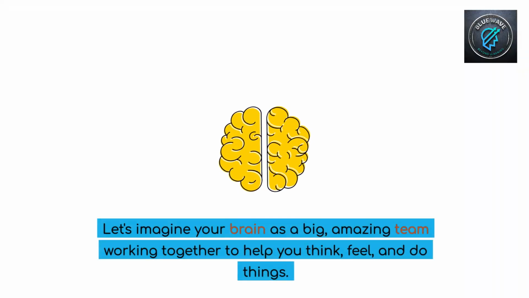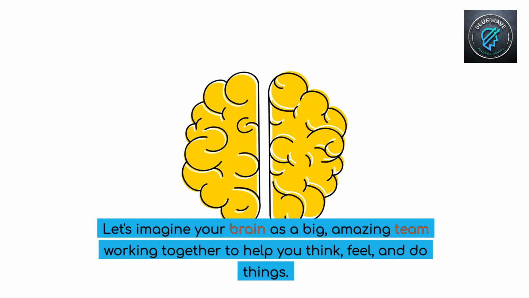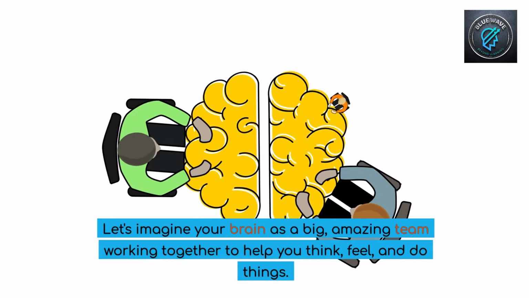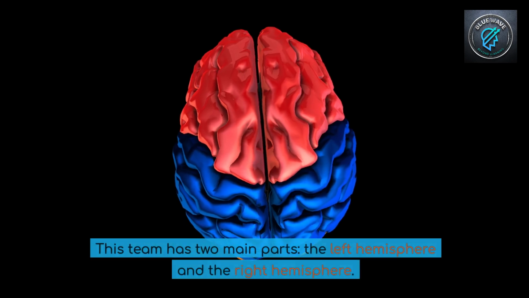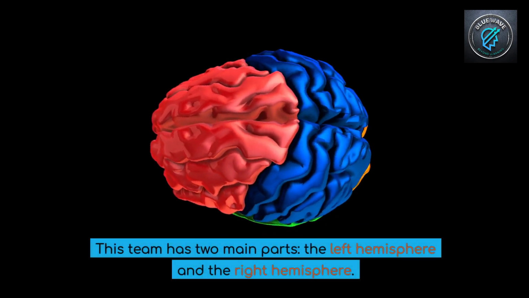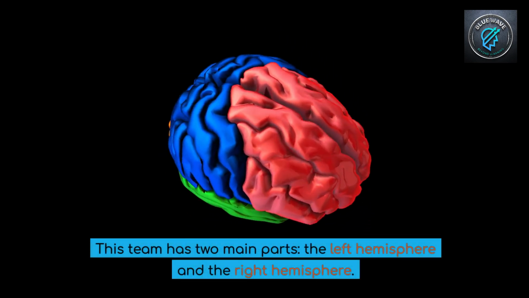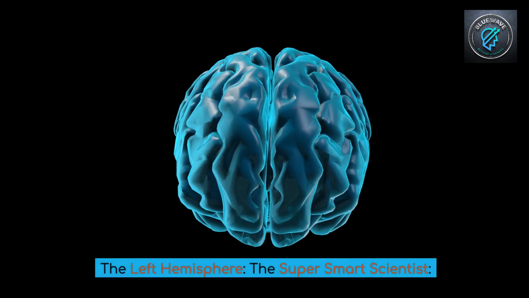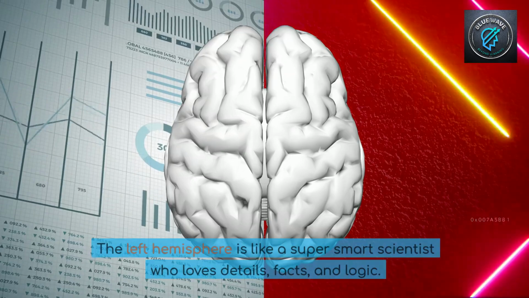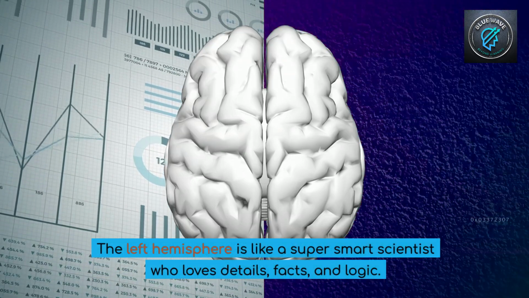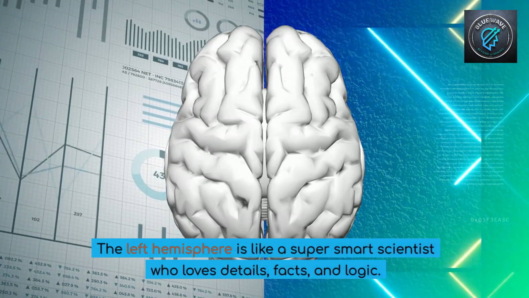Let's imagine your brain as a big, amazing team working together to help you think, feel, and do things. This team has two main parts, the left hemisphere and the right hemisphere. The left hemisphere, the super smart scientist. The left hemisphere is like a super smart scientist who loves details, facts, and logic.